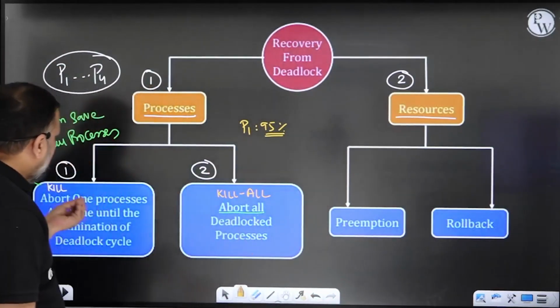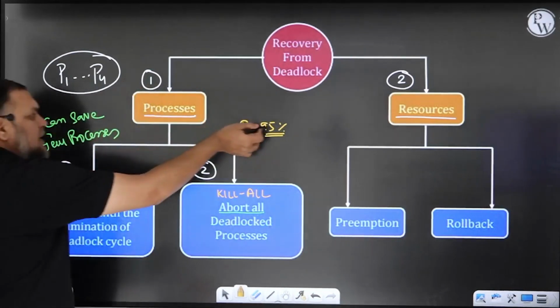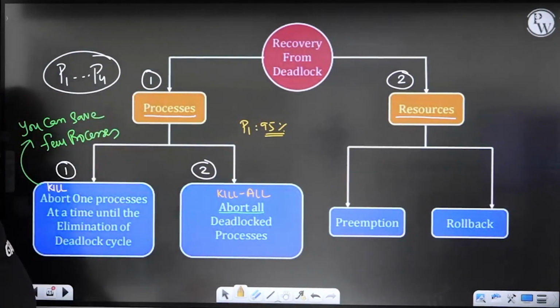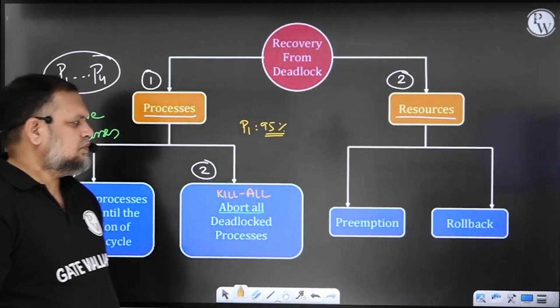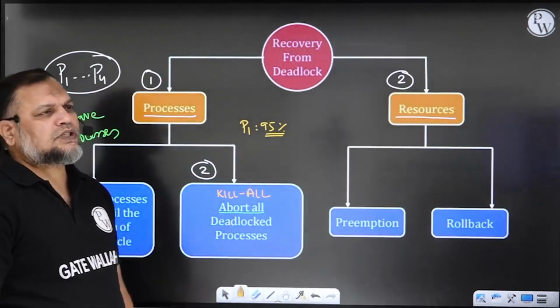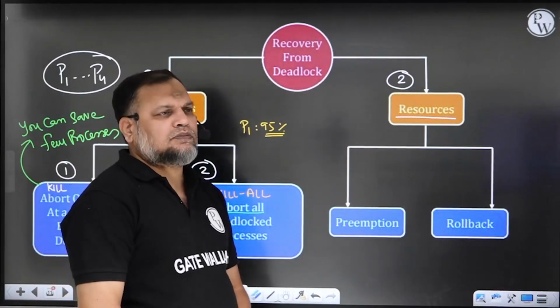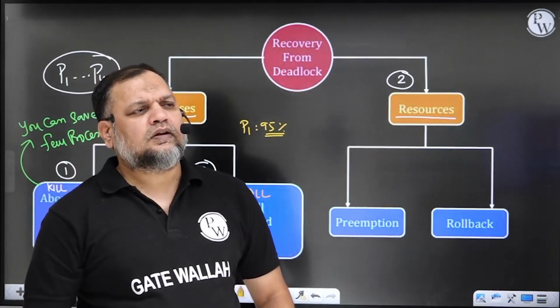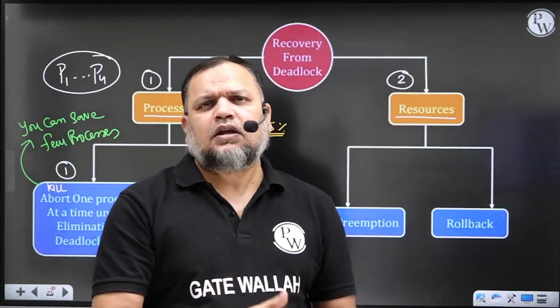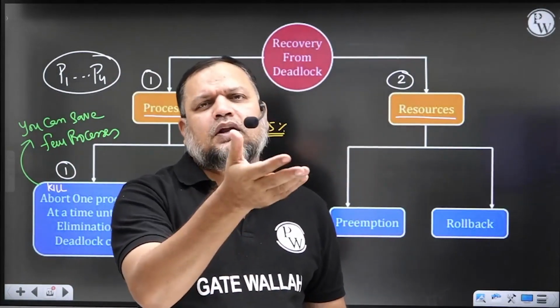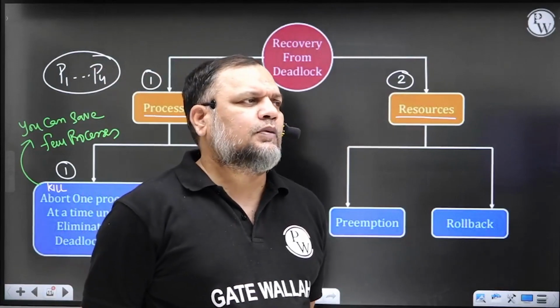There is the advantage of killing one at a time: you can save such processes. That is the comparison. The other approach is where the operating system will kill. Kill is a command at user level, but the operating system will have its own approach of killing.